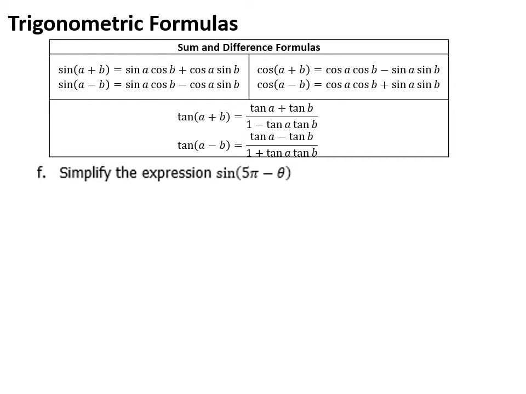Simplify the expression sine of 5 pi minus theta. Well, we'll work with the sine subtraction formula. So sine of 5 pi cosine of theta minus cosine of 5 pi sine of theta. Sine of 5 pi is 0. Cosine of 5 pi is going to be negative 1. So that gets us 0 plus sine of theta, which is just sine of theta.